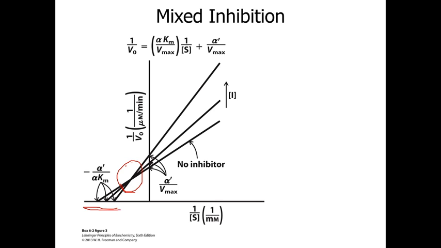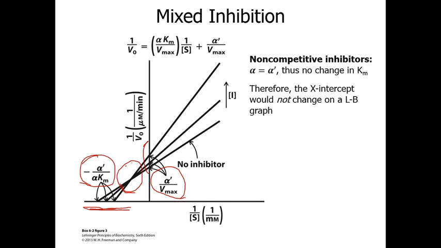As you can see, apparent Km changes because minus 1 over Km, dictated by alpha prime over alpha times minus 1 over Km, is changing. Also, alpha prime over Vmax is changing because the intercept is changing, and hence Vmax is decreasing and Km is increasing. For non-competitive inhibitors, as I said, alpha is equal to alpha prime, and so there is no change in Km. Therefore, the x-intercept would not change on a Lineweaver-Burk graph.